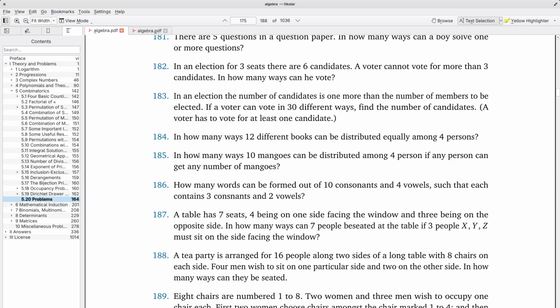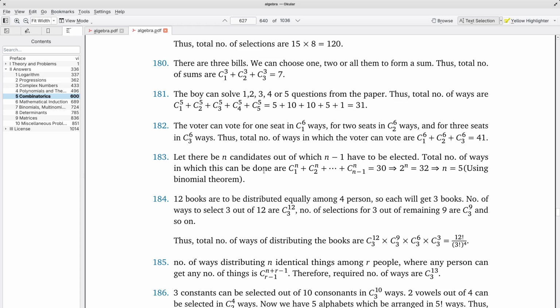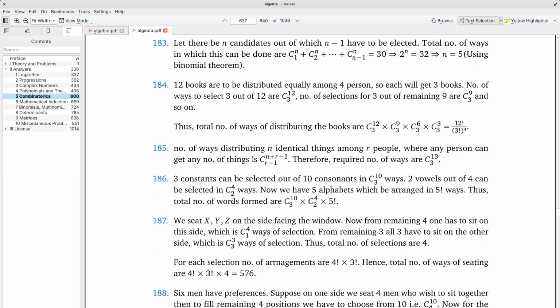Question 185 says that in how many ways can 10 mangoes be distributed among 4 persons if any person can get any number of mangoes? So we have 10 mangoes and 4 persons. We know that the number of ways of distributing n identical things among r people, where any person can get any number of things, is (n plus r minus 1)C(r minus 1). Therefore, the required number of ways are 13C3.